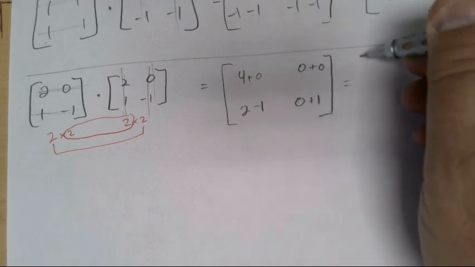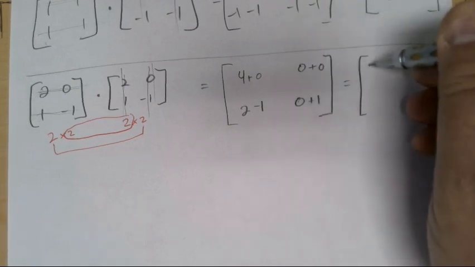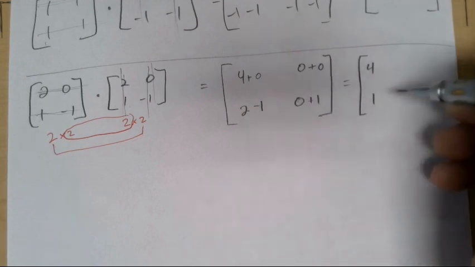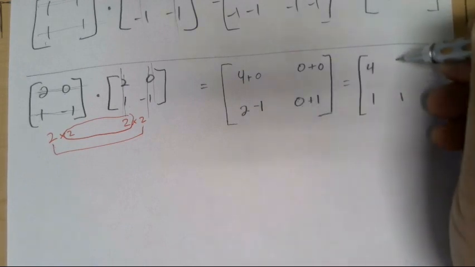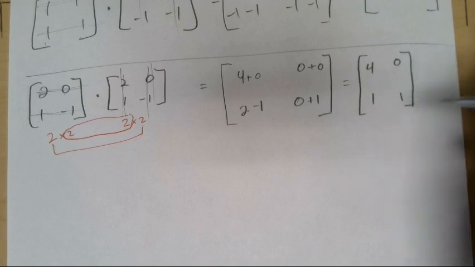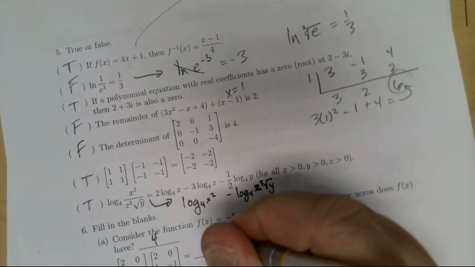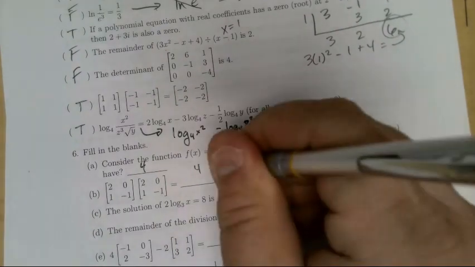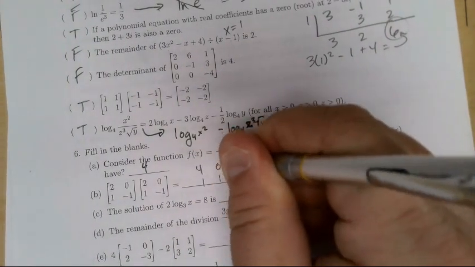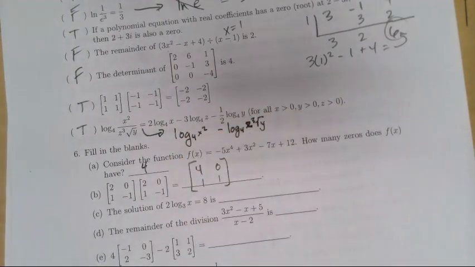And so my answer is 4 plus 0 is 4. 2 minus 1 is 1. 0 plus 1 is 1. 0 plus 0 is 0. Cool. There it is. So there is my answer: 4, 0, 1, 1. Put it in brackets because it is a matrix, and there it is.